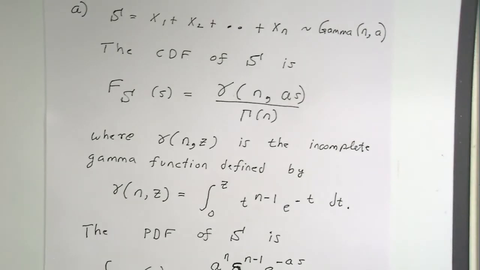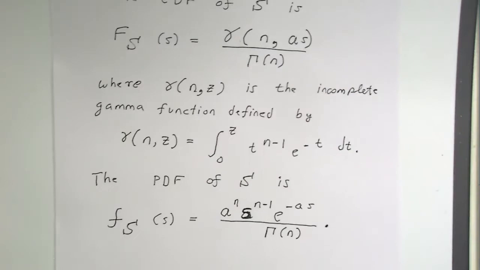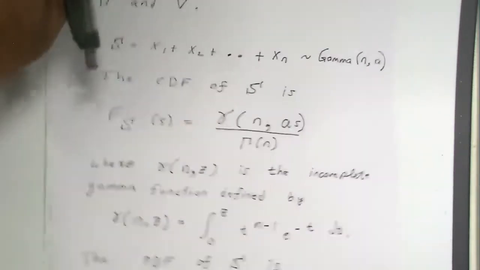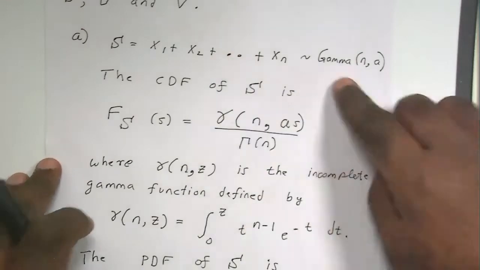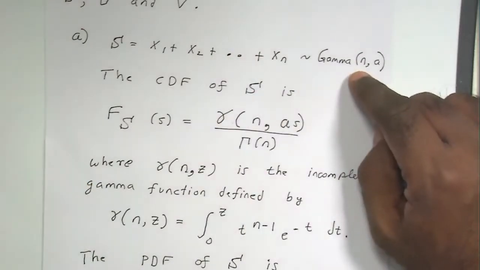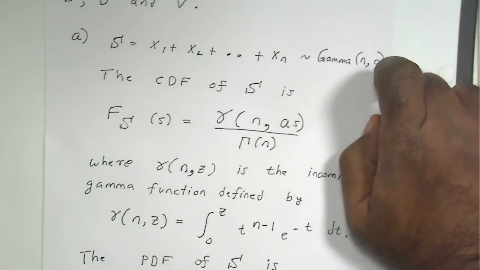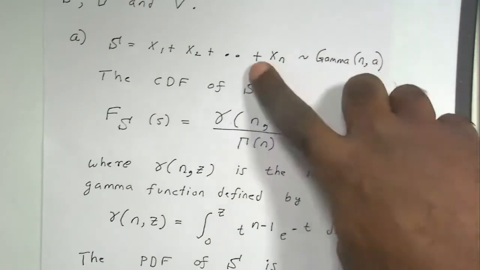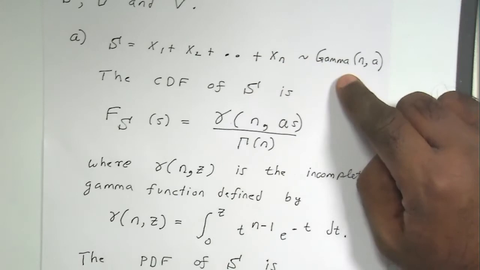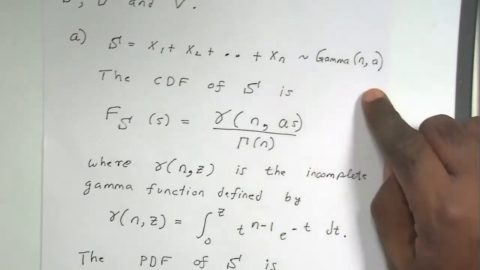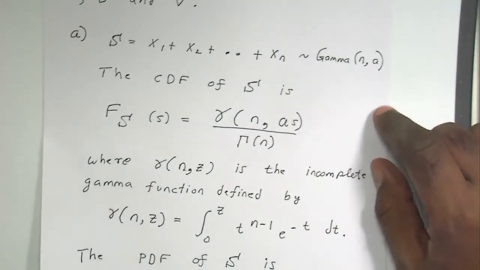Now, as I said a minute ago, I don't expect you to know the proof. If you want to know the proof that the sum of independent random variables follows this distribution, you need to look up the notes for statistical methods, which I taught 2 years ago. But once again, I don't expect you to know how to prove this. If you want to know the proof, you can look up the notes.